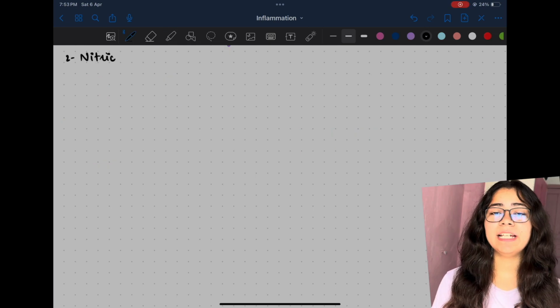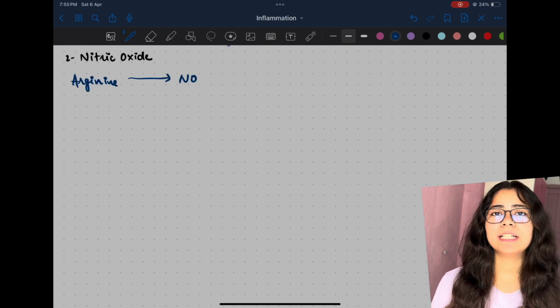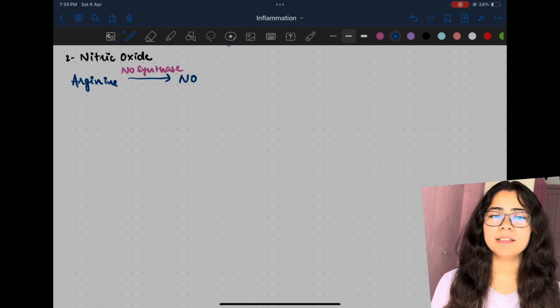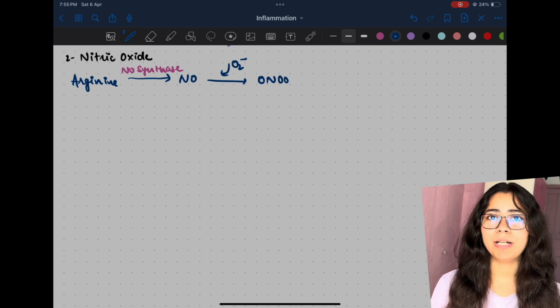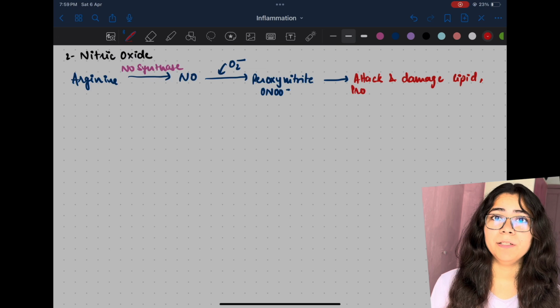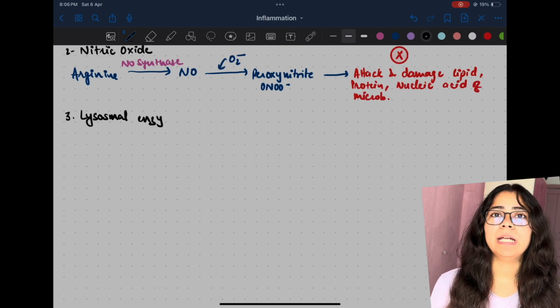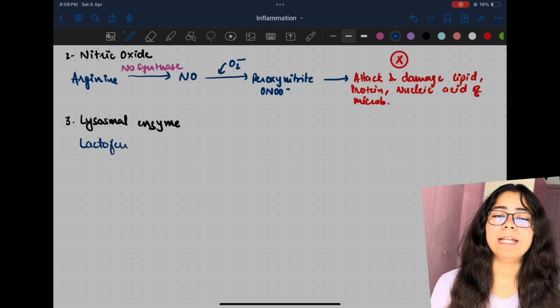Next is killing by nitric oxide. Nitric oxide is produced from arginine by the enzyme nitric oxide synthase. So as the name says, it will produce nitric oxide. NO will react with superoxide from the MPO halide system to generate highly reactive peroxynitrite, that is ONOO-. This attacks and damages lipid, protein, and nucleic acid of the microbe. Killing can also happen by other lysosomal enzymes, like lactoferrin, defensin, lysozyme.